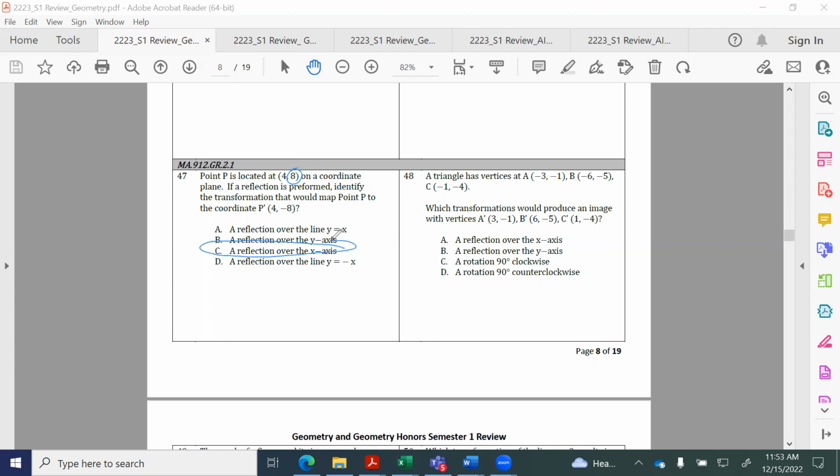All right. On number 48, a triangle has vertices at those three locations. Which transformation would produce an image with these vertices? So look at how they change. This value changed. This value changed. And this value changed. Signs, right? The only thing that changed was the sign. They stayed in the same spot, but they changed signs. So this time the x value is changing. So this would be a reflection in the y-axis.